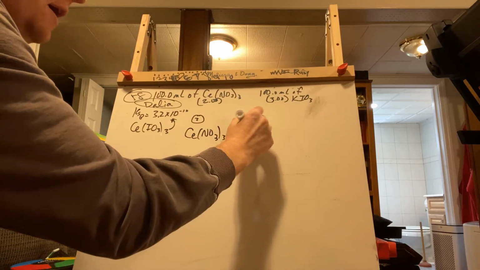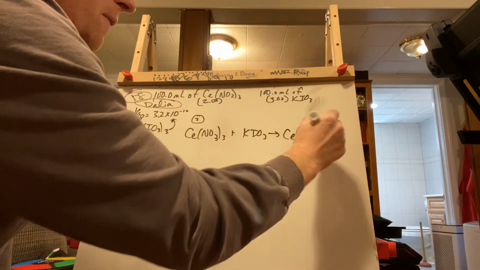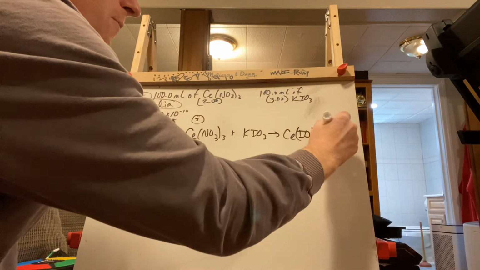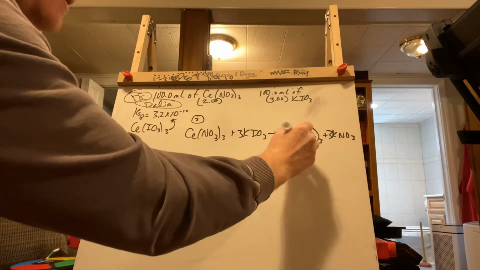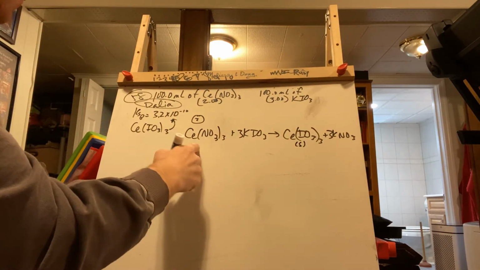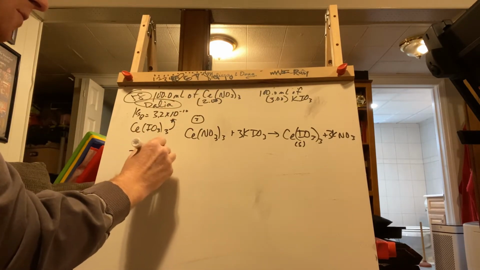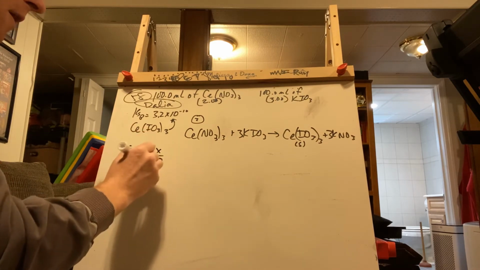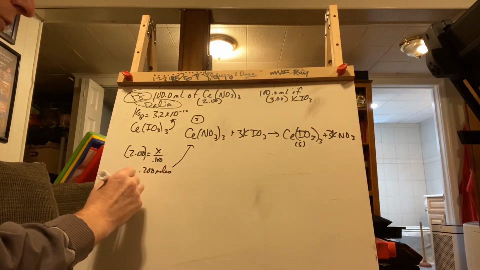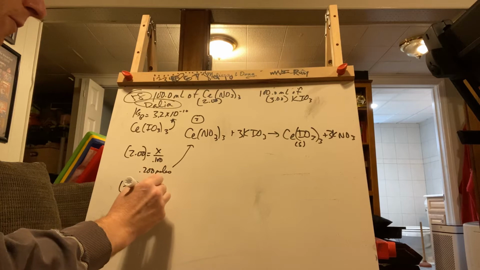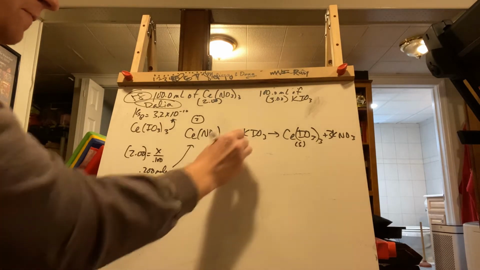So we're going to jump right to step 2 and go CeNO3 plus KIO3 gives us CeIO3 plus KNO3. And we balance the equation. And then obviously our precipitate is this guy. So what we're going to do is find moles of CeNO3. So we'd go 2 equals x over 0.1. And that gets us 0.2 moles of that guy. And then 3 equals x over 0.1, which gives us 0.3 moles of KIO3.